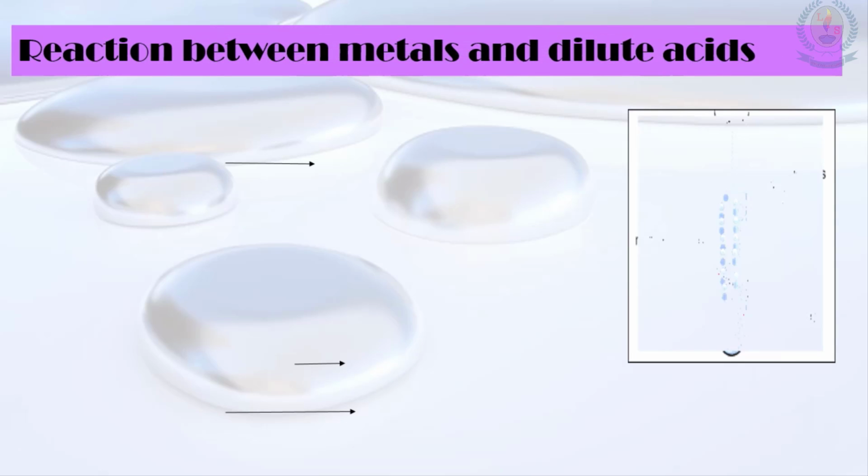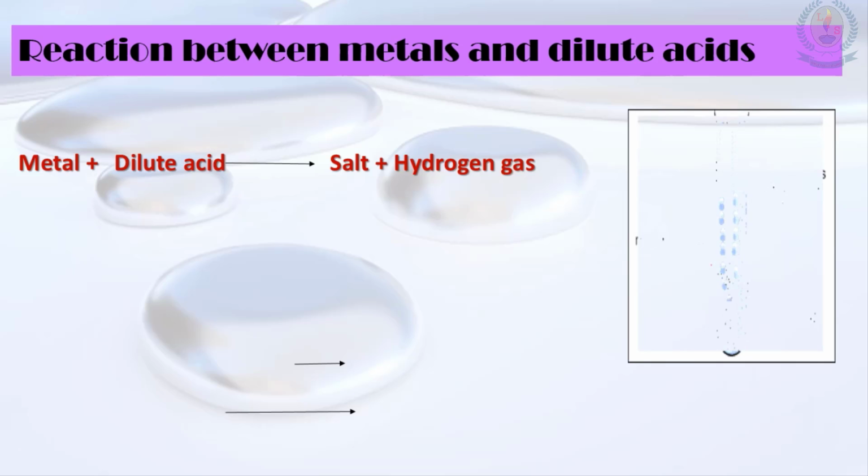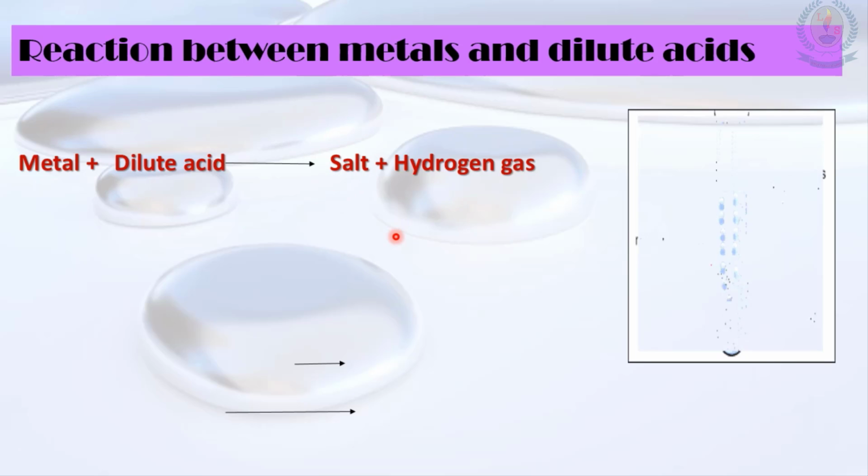Reaction between metals and dilute acids. Normally, when metals react with a dilute acid, it always produces salt and hydrogen gas. This is a common relationship. Any metal that reacts with a dilute acid results in a salt and hydrogen gas.